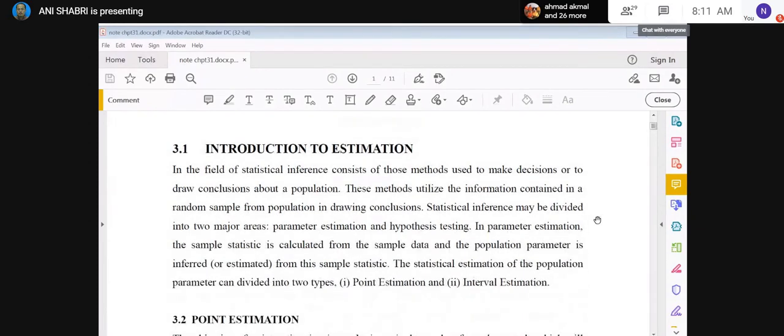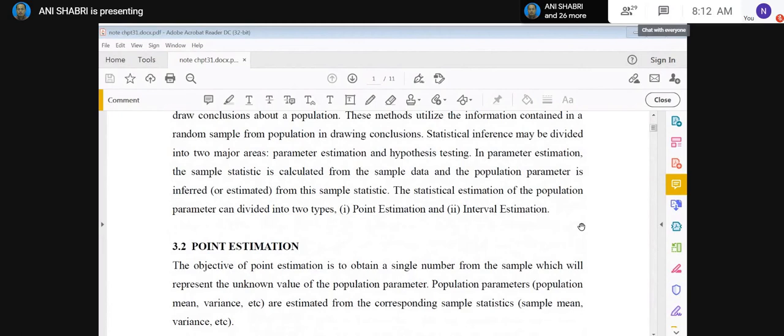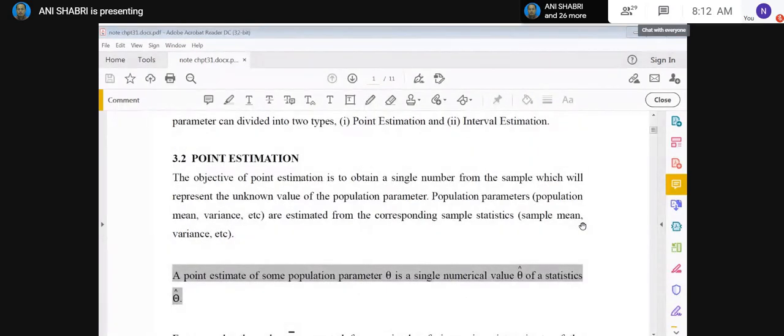In parameter estimation, the sample statistic is calculated from the sample data and the population parameter is inferred or estimated from the sample statistic. This statistical estimation of the population parameter can be divided into two types: point estimation and interval estimation. Okay, so 3.2 point estimation.